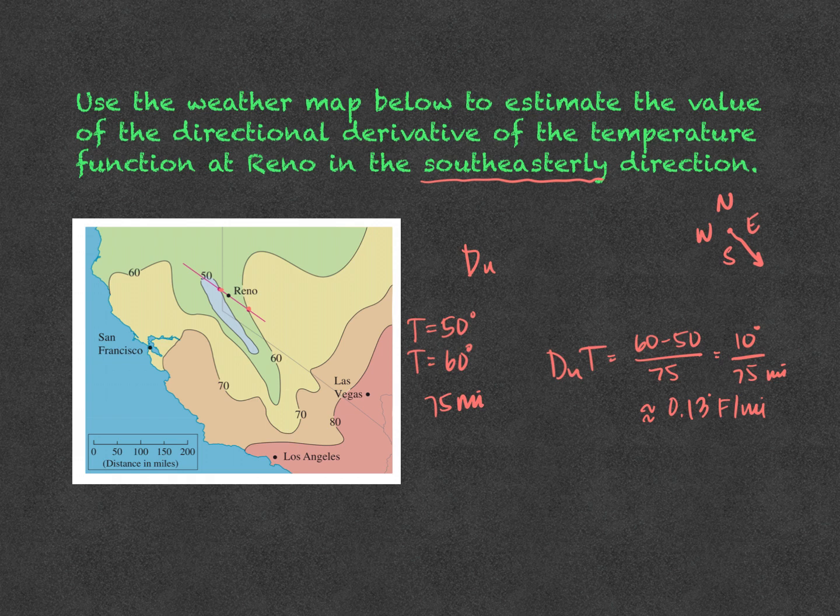So that's how the directional derivative comes into play. Estimation's not fun for us. We've never found it fun, but it's useful, and this is what they use to determine the change in temperature.